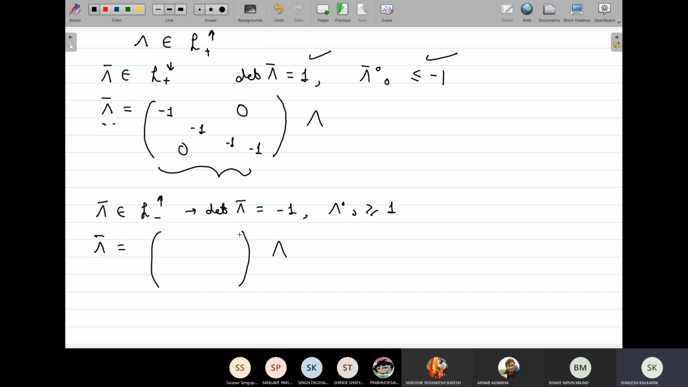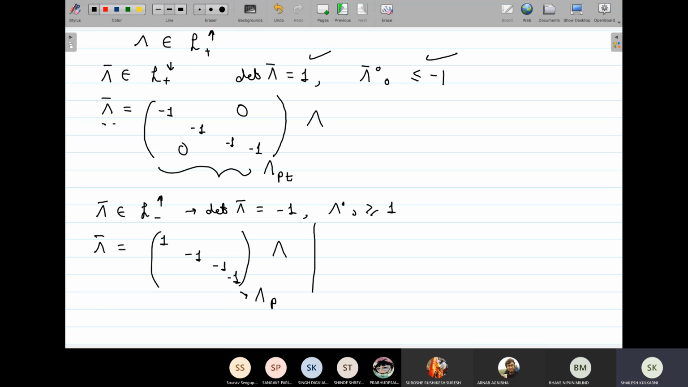So let me write, but lambda 0, 0 should be greater than 1, right? So here this has a property that lambda 0, 0 is greater than 1. That means this entry must be 1. Okay, and all entries must be minus 1, minus 1, minus 1, right? Okay. So let me call this one as lambda pt, this symbol pt. Let me call this one as lambda p.